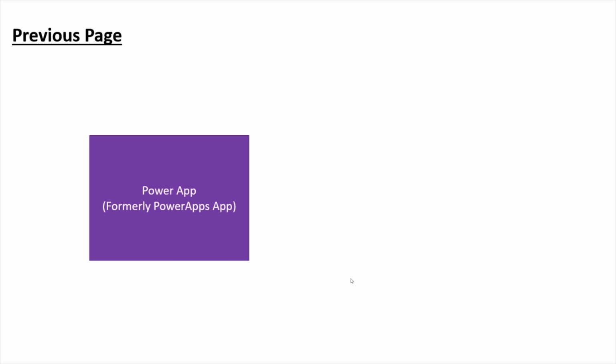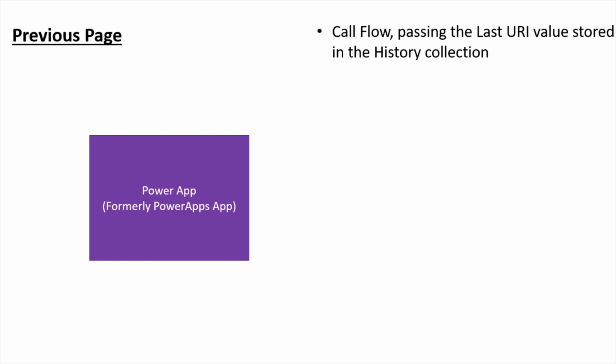So when we're doing previous page, the first thing we want to do is call Flow, and we want to pass the last URI value that's been stored in our history collection. So the very last one that has been stored in that collection, we want to pass that value to Flow as the URI of our previous, because it's our history, right?